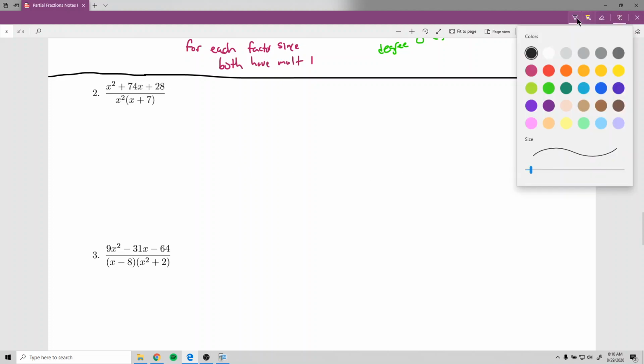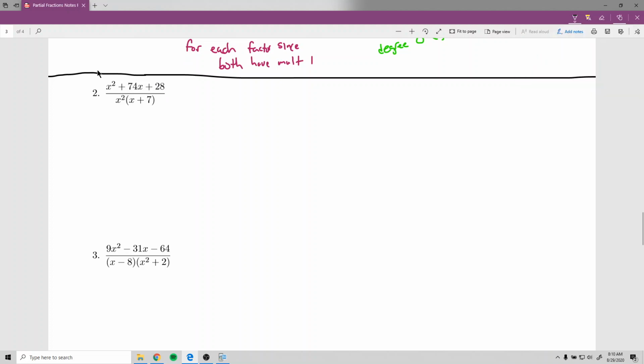All right, the next one we want to set up, same deal. And we don't care about the numerator. Once again, you do not care about the numerator when you start. We have to factor the denominator, but it's already factored for us, which is pretty nice. It doesn't have to be. It's already done for us. We have x squared times x plus 7.